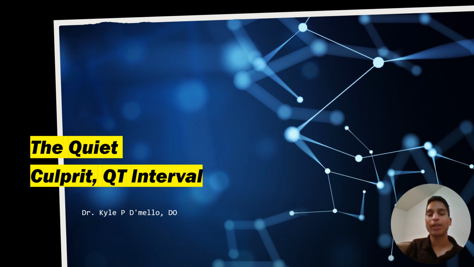On EKGs, whenever we get them, we tend to jump to some of the bigger things. We look for, is there a STEMI, is there no STEMI, is there AFib, what the rate is. Maybe if we're getting into more fancy things, we'll look to see if they have a right bundle branch block, left bundle branch block, stuff like that. But we really neglect the QT interval, and as this presentation is going to show, there's a lot of reasons that we should look into it a little bit more.